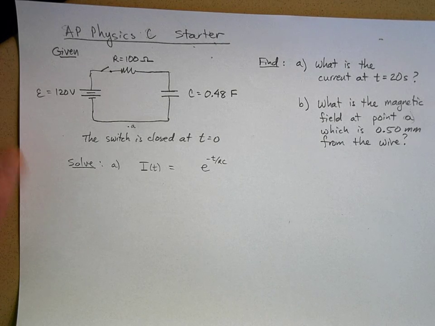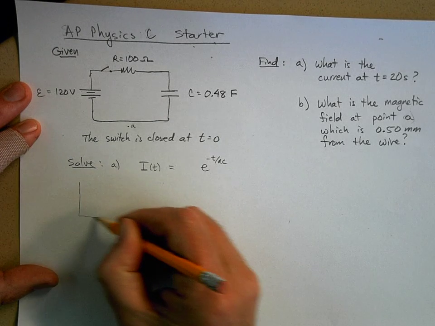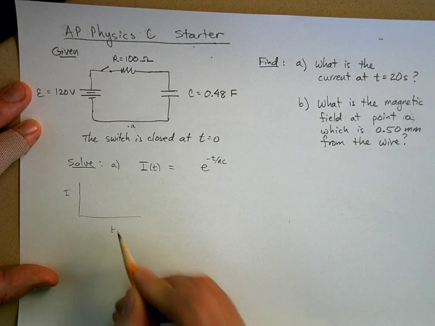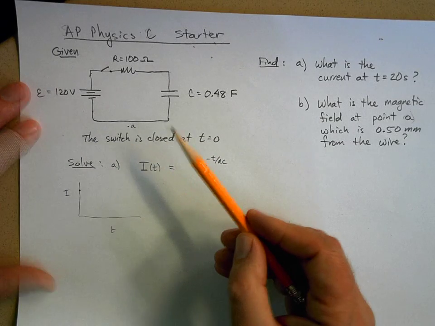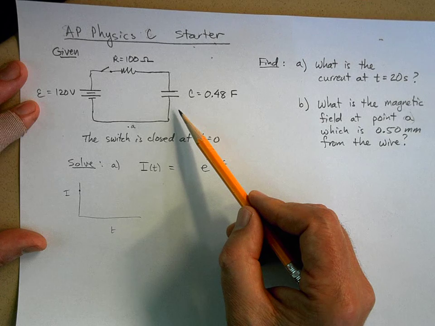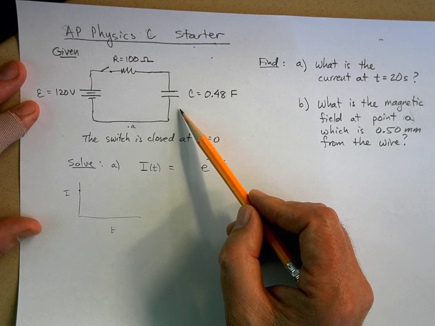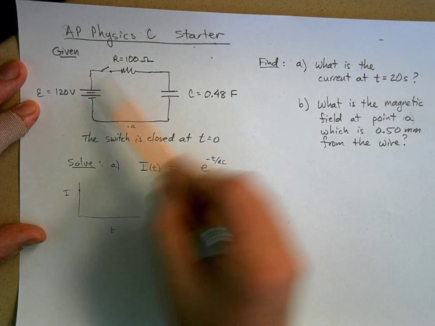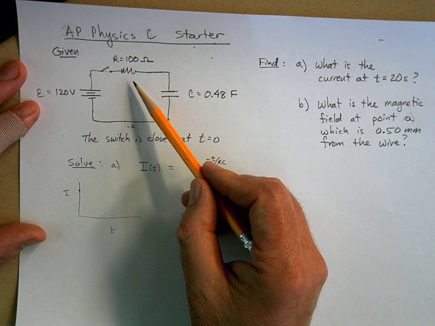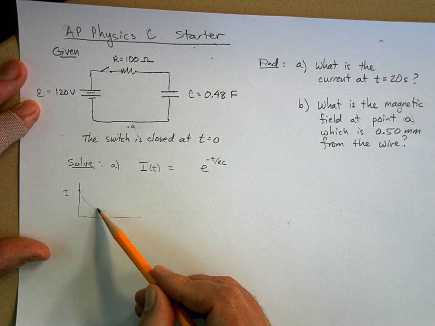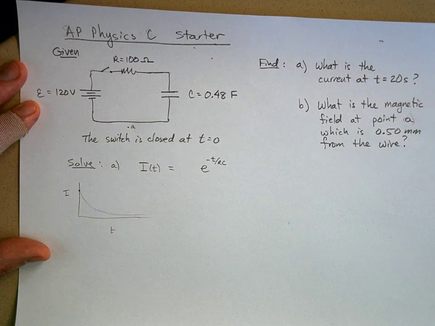And the thing is, if I have this situation going, I know the current as a function of time is going to start off at its maximum when I close the switch. There's no charge built up on the capacitor yet, so there's no voltage drop across the capacitor. All the voltage drop has to be across this resistor. So it's going to start off at its maximum current, and then as the capacitor fills, the current will gradually go to 0 with this exponential function.